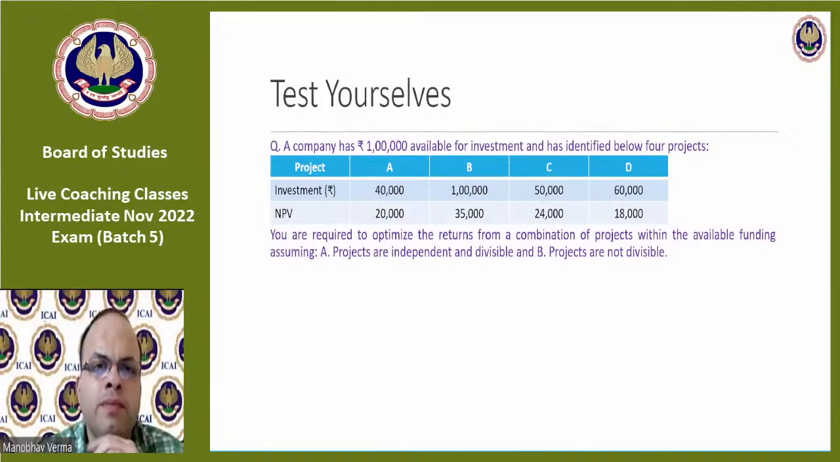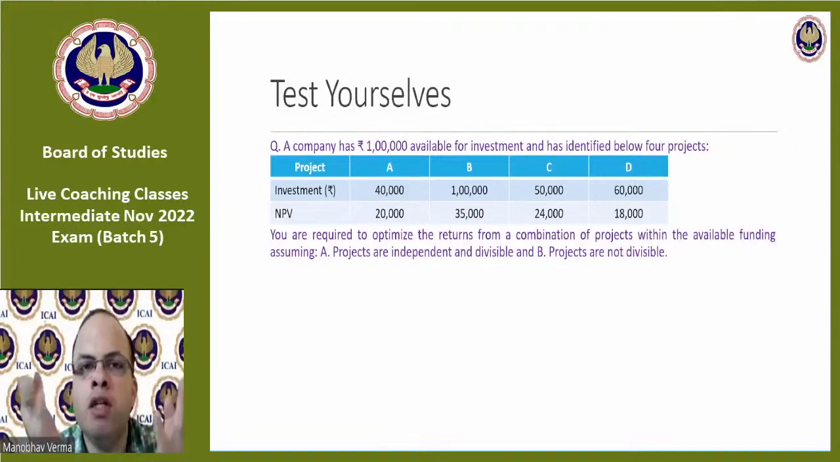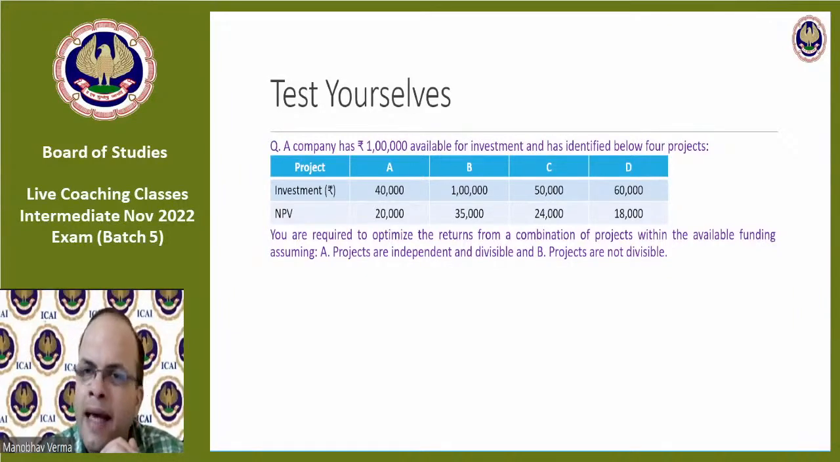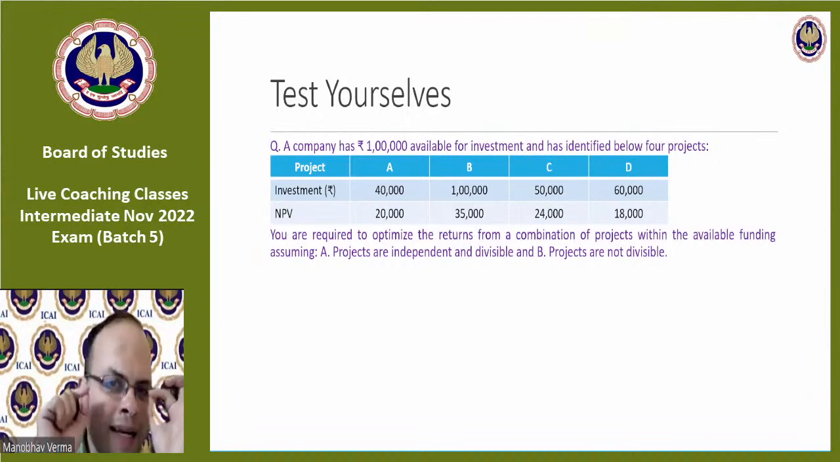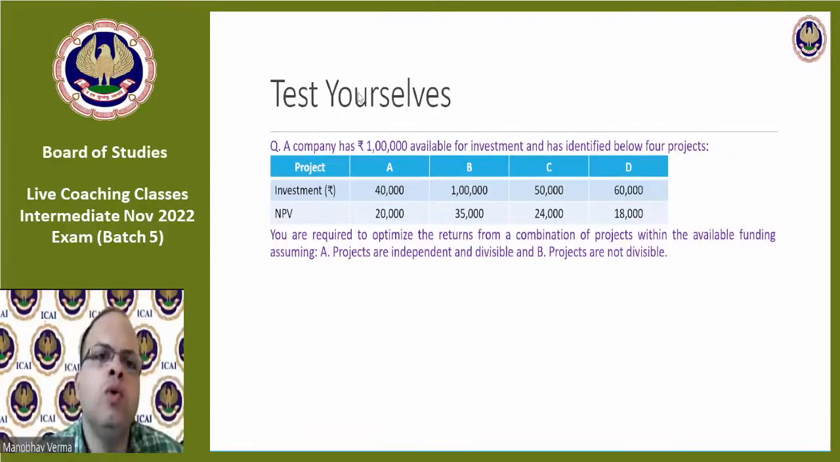So let's talk about a quick calculation here. A company has 1 lakh available for investment and has identified the below 4 projects. You're required to optimize the returns from a combination of the projects with the available funding, assuming A, the projects are divisible and B, projects are not divisible. Can you please tell me for scenario A, what is the combination you want to go for? Scenario A, guys.